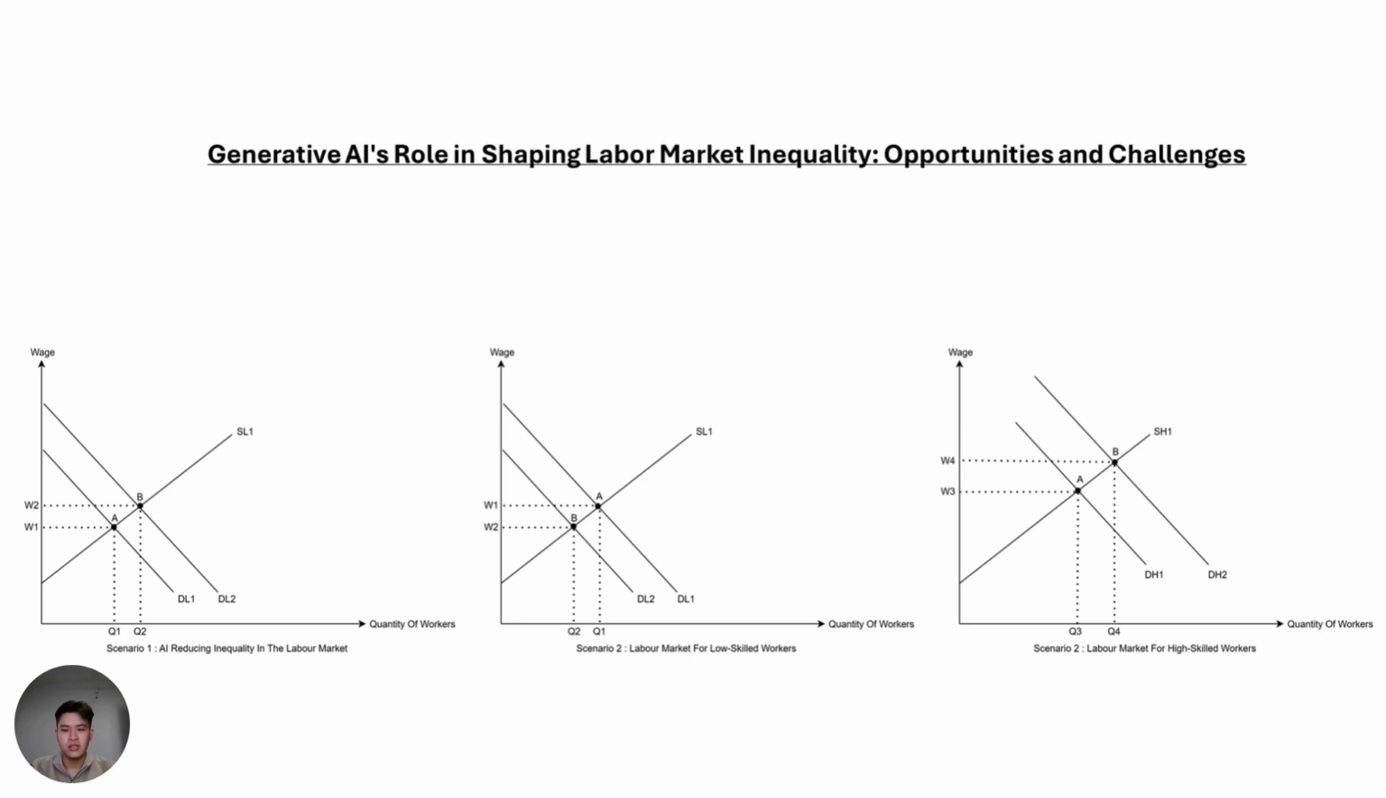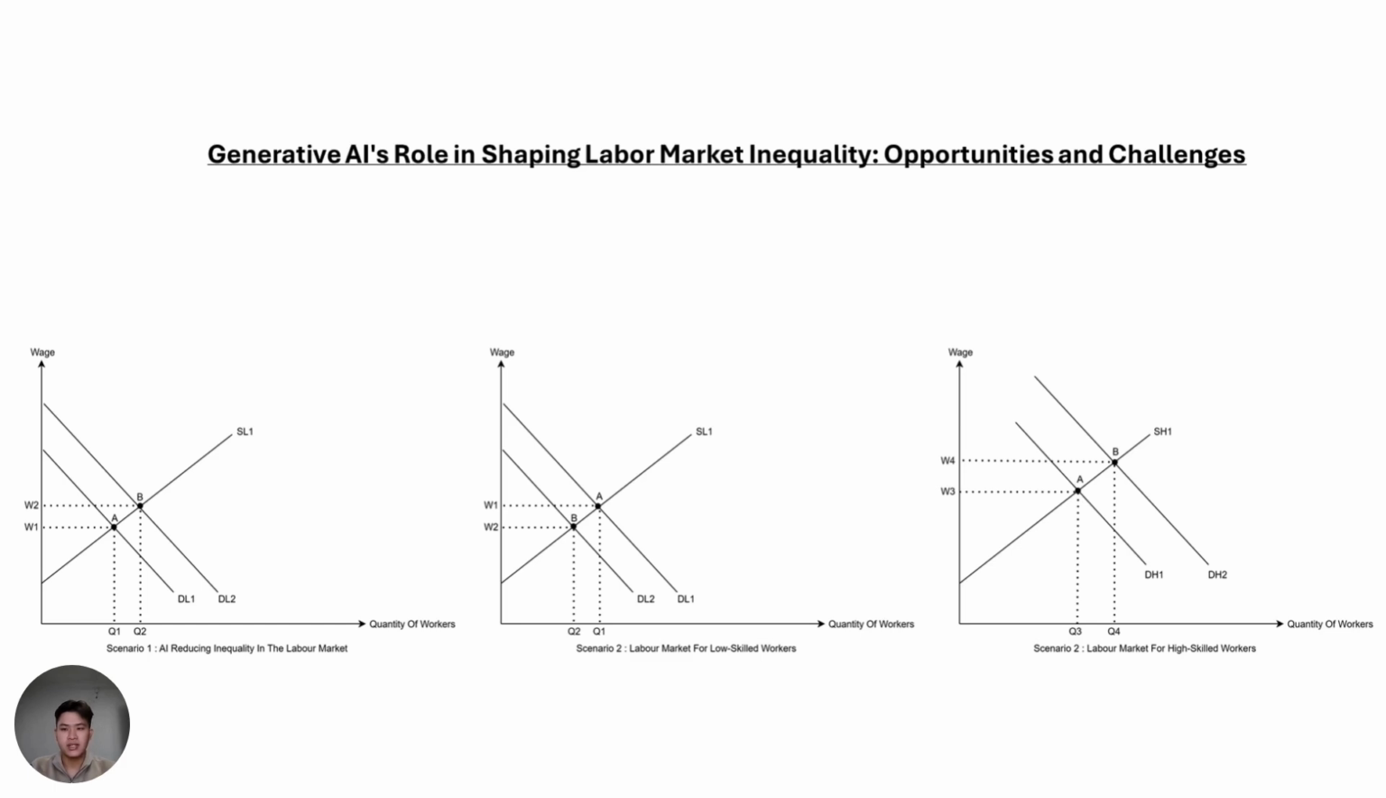As a result of automation, firms no longer need as many low-skilled workers, and the demand for low-skilled labor decreases, shifting the demand curve from point DL1 to DL2. The new equilibrium is now at point B, where both wages, point W2, and employment, Q2, fall. In this case, AI displaces low-skilled workers, leading to a lower wage and fewer job opportunities. This results in higher unemployment among low-skilled workers and a decrease in their earning power, worsening income inequality.